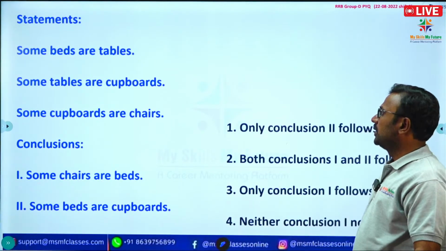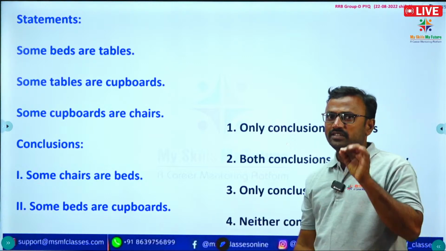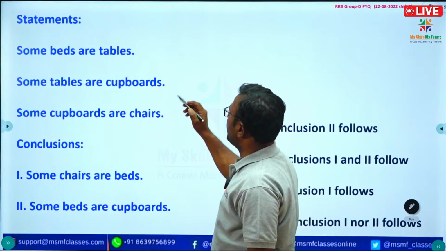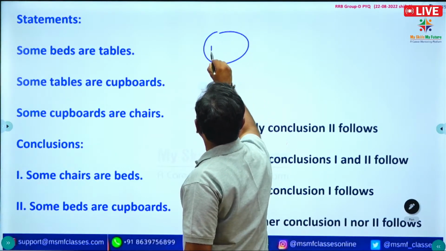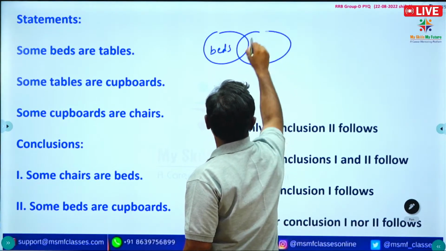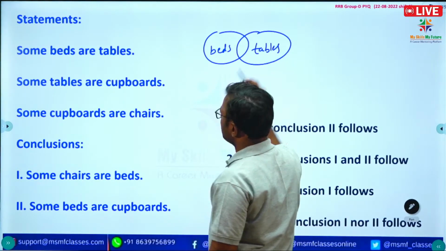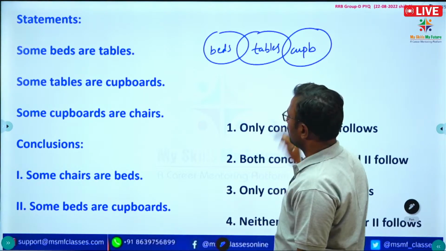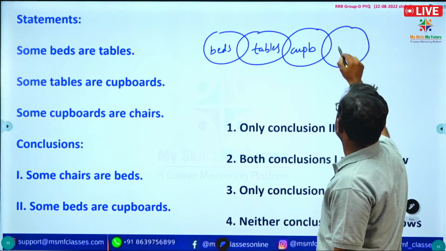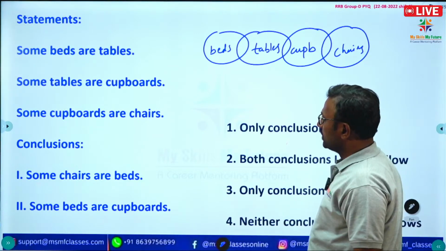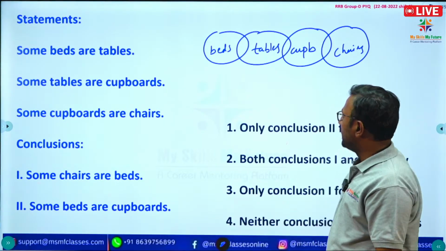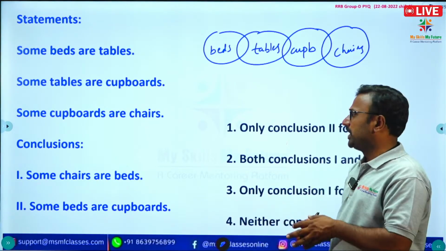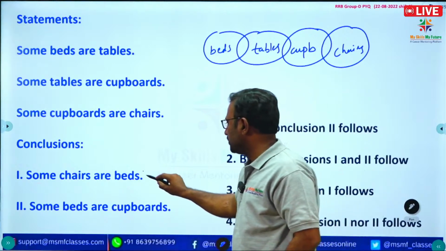Next question. Here is one more question on syllogisms in the same question paper. Some beds are tables. Some tables are cupboards. Some cupboards are chairs. So what are the conclusions given? Some chairs are beds. Here chairs is there, here beds is there. We cannot say there is a relation between beds and chairs. So this is wrong.